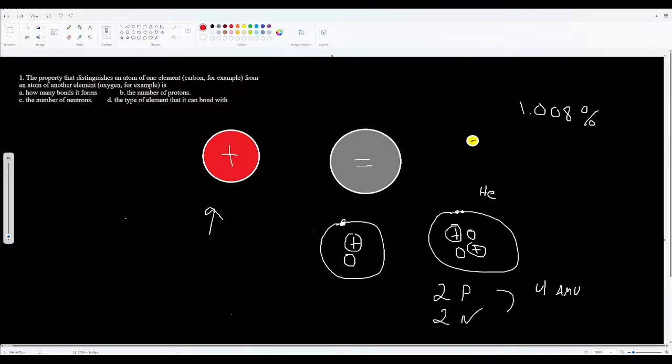If we change the number of protons, we could do exactly that. If we change the number of electrons, still the same element. We change the number of neutrons, still the same element. If we change the number of protons, that's what differentiates carbon from oxygen, or oxygen from hydrogen, or hydrogen from silicon, or silicon from helium. All of those. So that's question number 1.